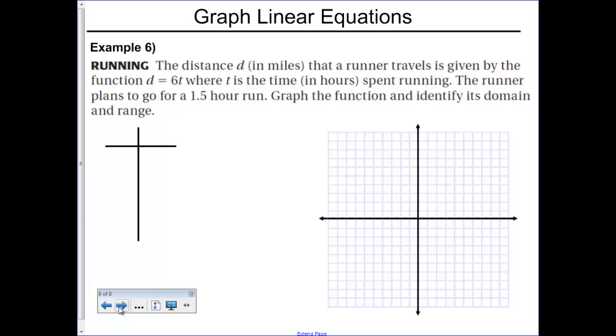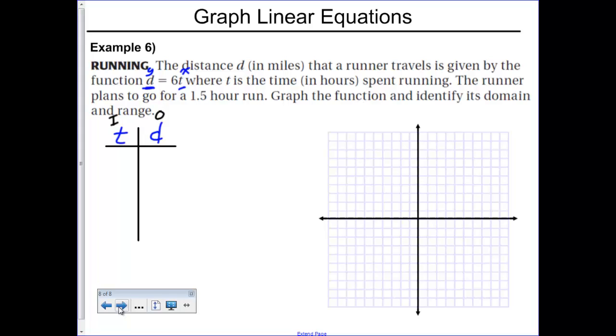Example 6. Running, the distance d in miles that a runner travels is given by the function d equals 6t. Well, they have d here by itself. That's the dependent variable, so we can call that y. And they have the t on the other side. That's our independent variable. We can call that x. So I'm going to put a t here instead of an x, and I'm going to put a d for distance. It's really input, output, which is domain and range, x and y.